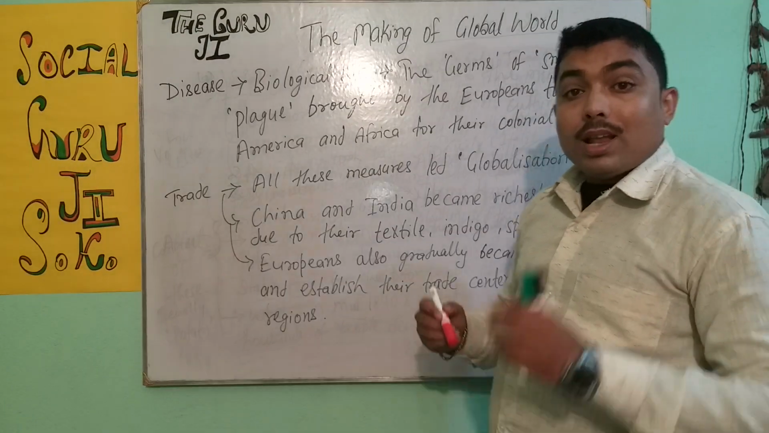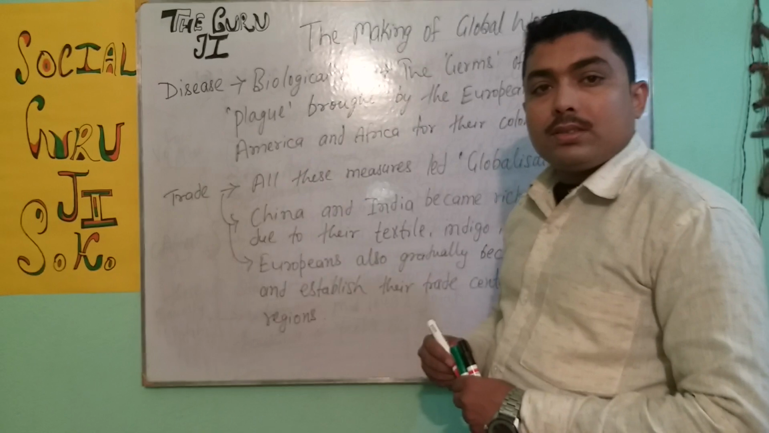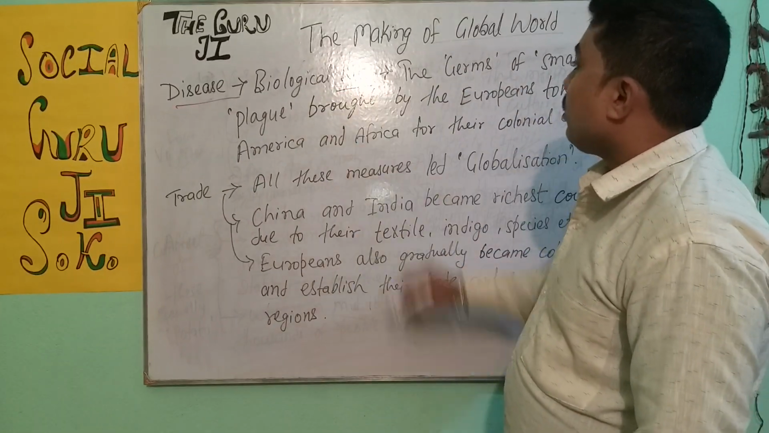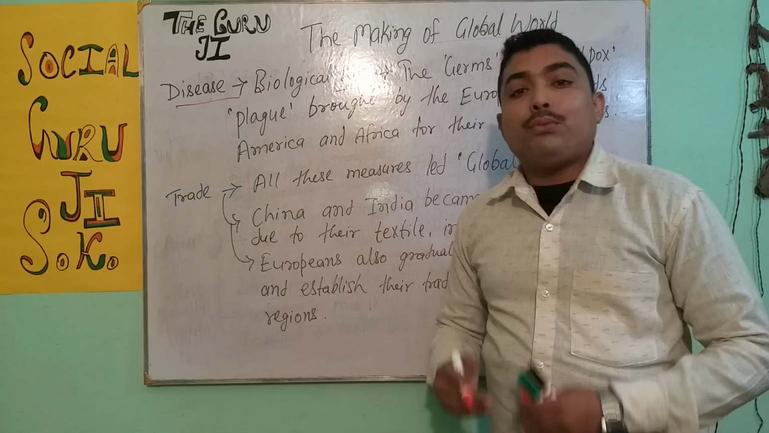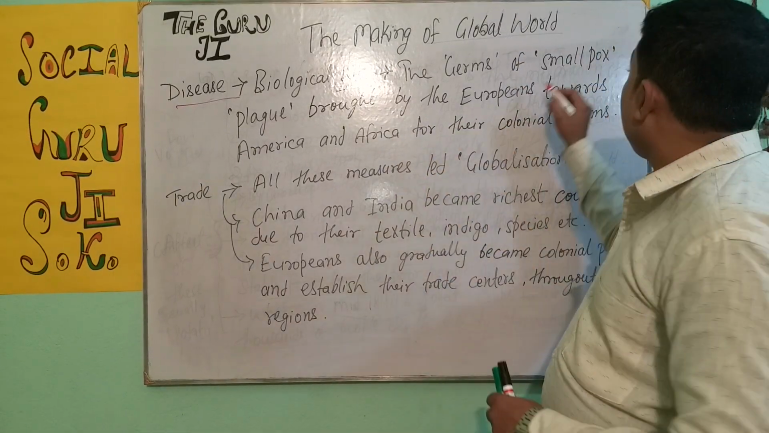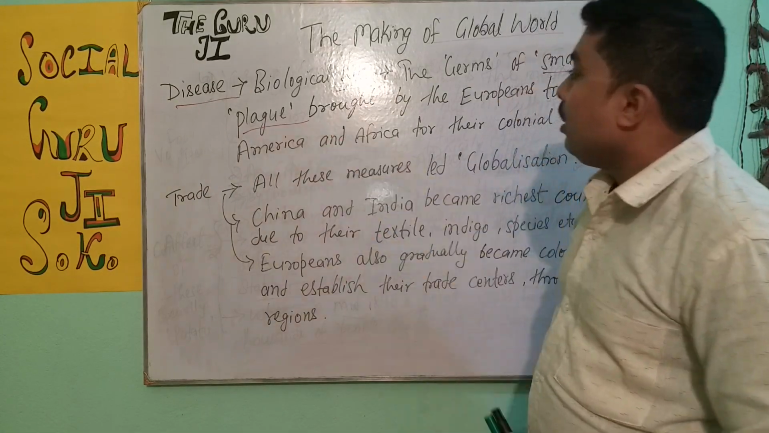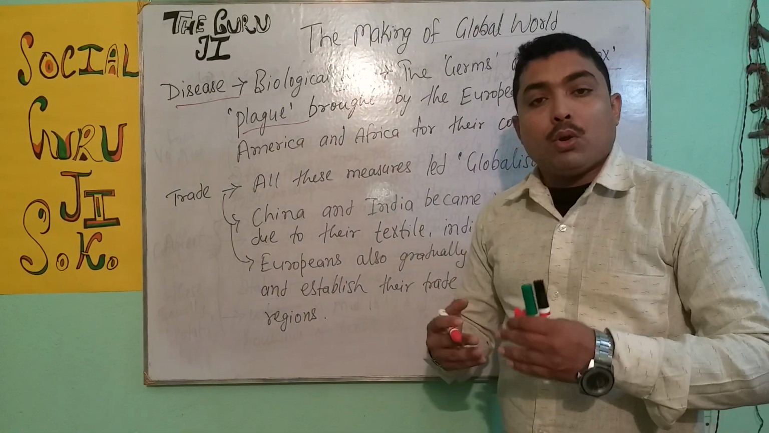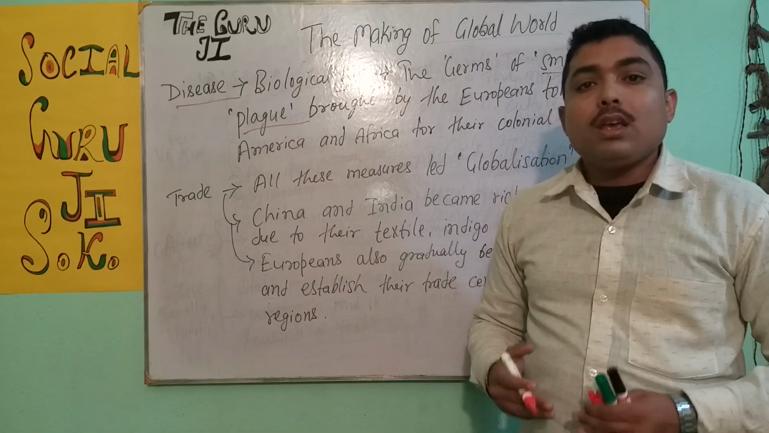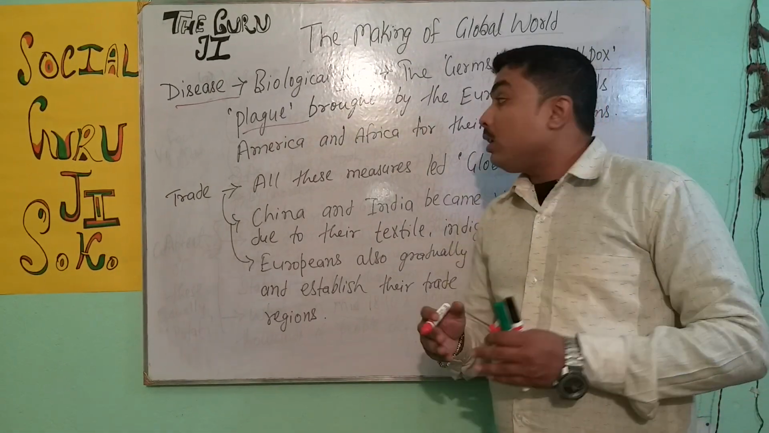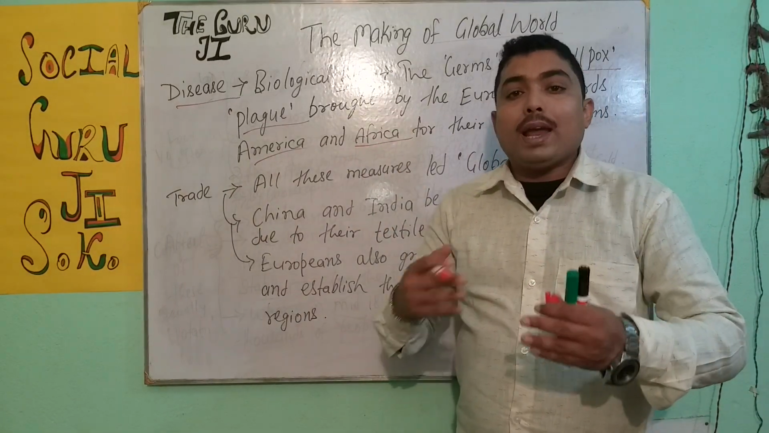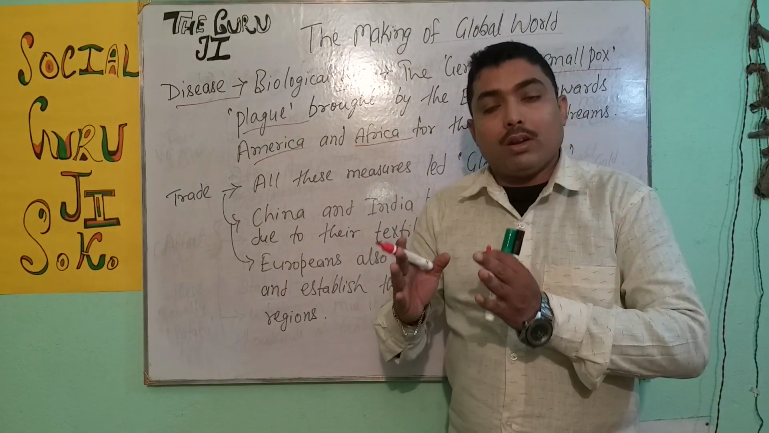Now, the last two topics of this video. Disease: biological war. Yes, this war became very popular at that time because the germs of smallpox and plague became a friendly part of the Europeans. They used these two diseases, spreading them in the areas of America and Africa for getting new lands and for setting up their colonies.